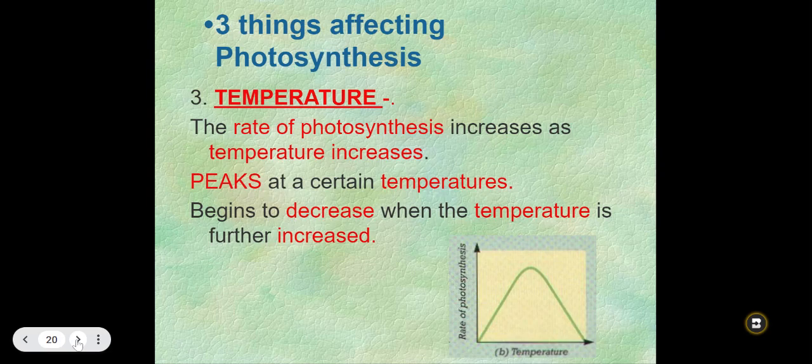And then the last thing that can affect photosynthesis is the temperature. The rate of photosynthesis increases as the temperature increases. It peaks, or kind of plateaus, at certain temperatures, and then it begins to decrease when the temperature is further increased.